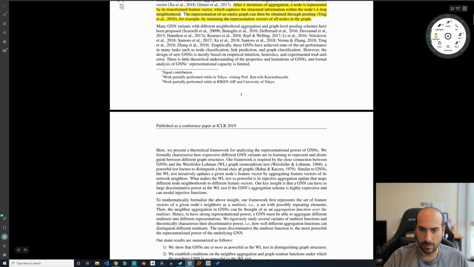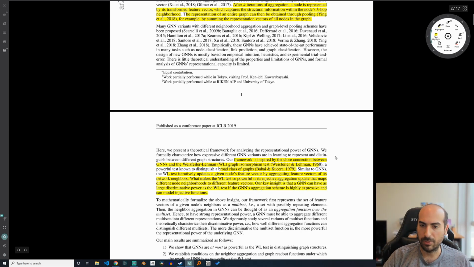Their framework is inspired by the close connection between GNNs and the Weisfeiler-Lehman graph isomorphism test, a powerful test known to distinguish a broad class of graphs. Similar to GNNs, it updates node features iteratively by aggregating the feature vectors of their neighbors. What makes the test so powerful is its injective aggregation update that maps different node neighborhoods to different feature vectors. Their insight is that a GNN can have as large a discriminative power as the WL test if the GNN's aggregation scheme is highly expressive and can model injective functions.